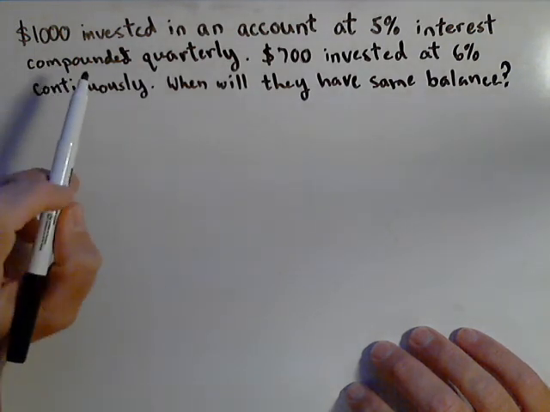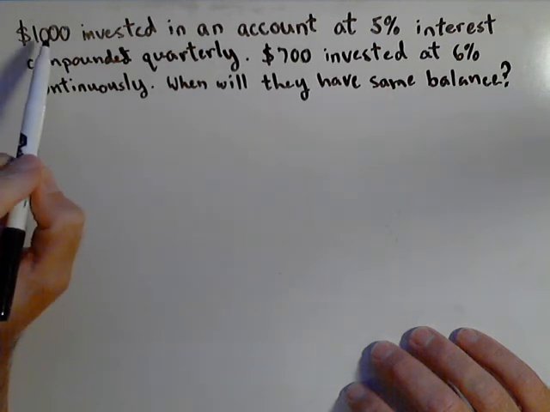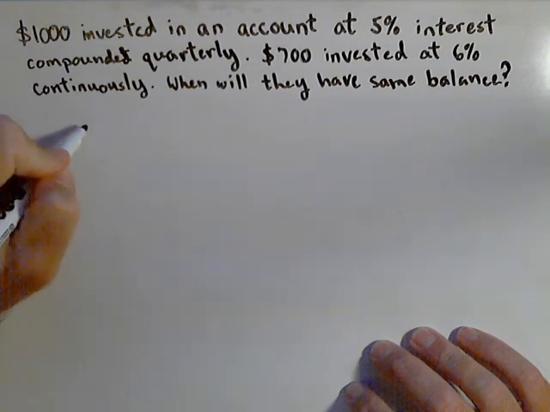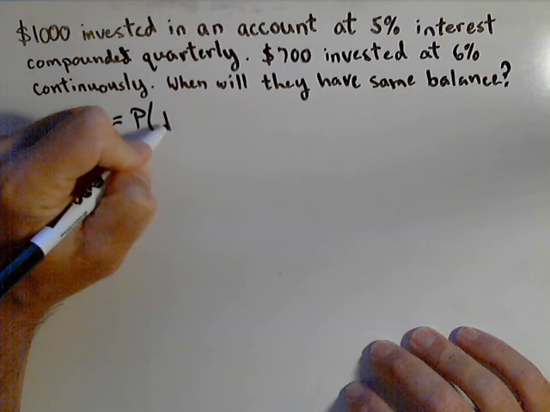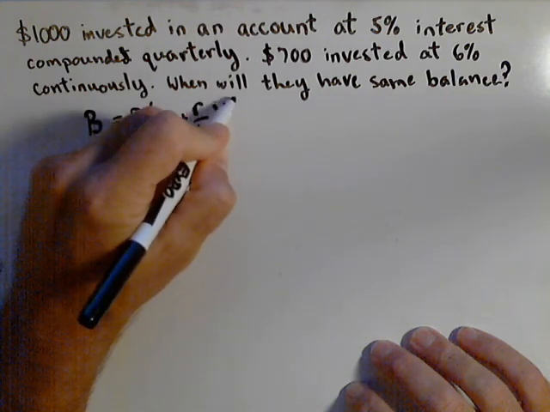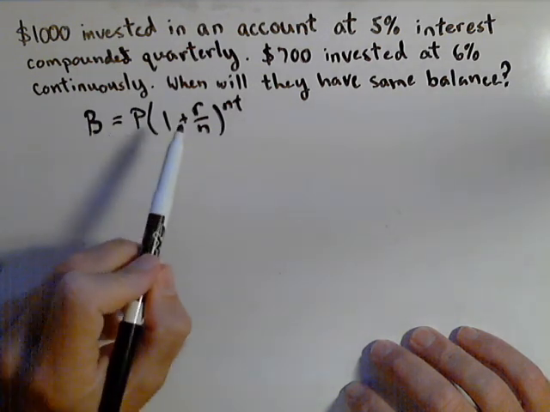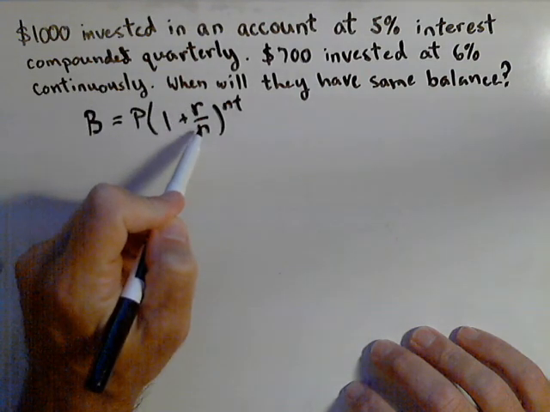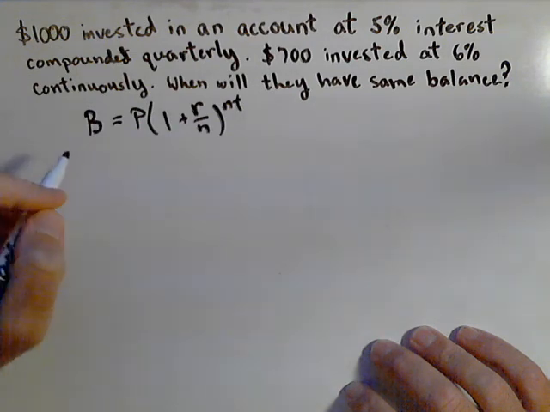Now, what we're going to need to do first is get an equation for each. One of them is going to be a bank account that has $1,000 at 5% compounded quarterly. We're going to use this formula, B equals P times (1 plus R over N) to the NT, where B is balance, P is principal, R is the rate as a decimal, N is the number of compounding periods, and T is the number of years. We use that twice.